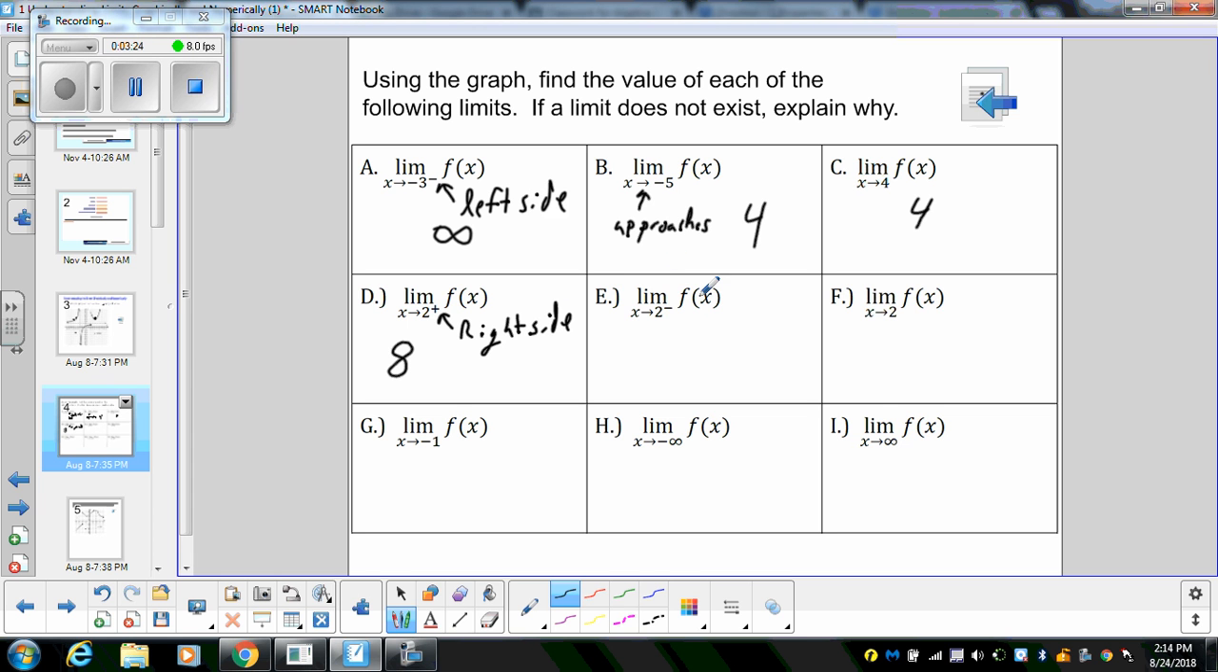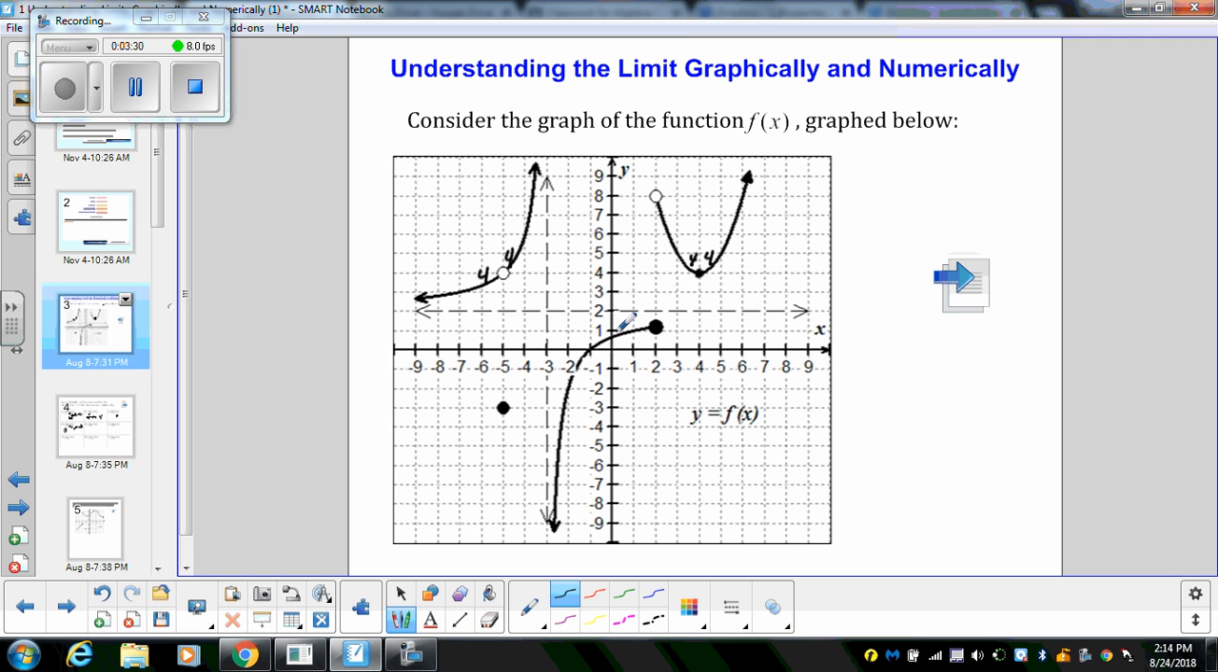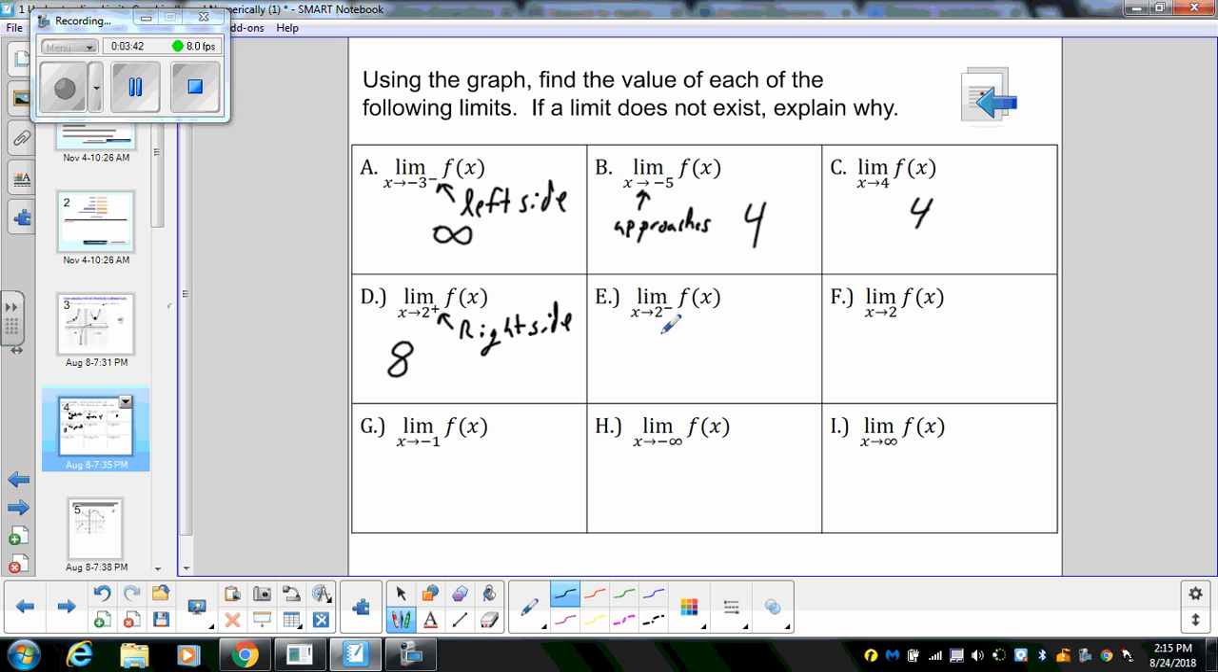Right, so here's the limit of f of x as x approaches 2 from the left side. So there we go, here's 2 from the left side. Now you can see that it's actually going to be the value of 1 because that's what's coming from the left side. So here is just 1.